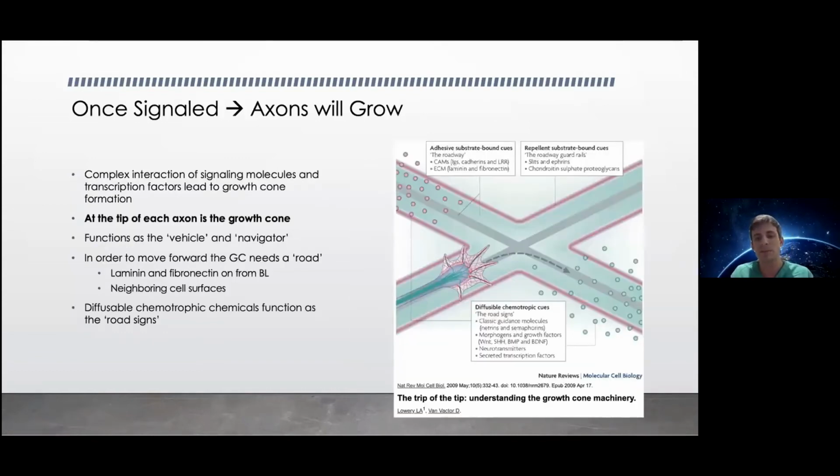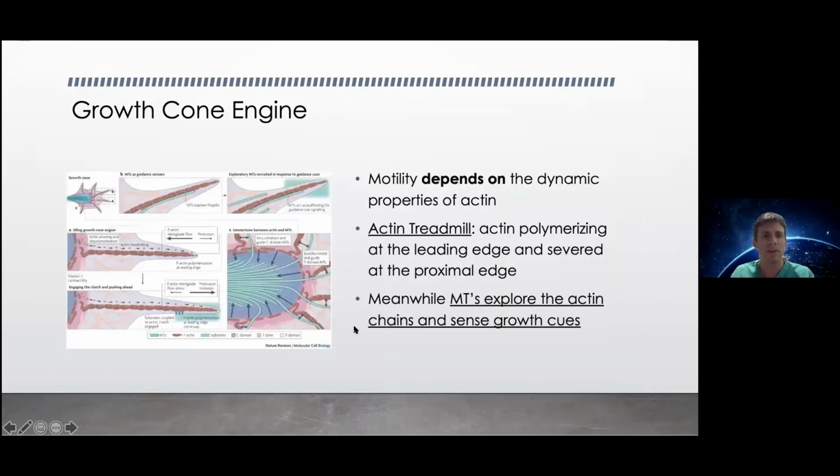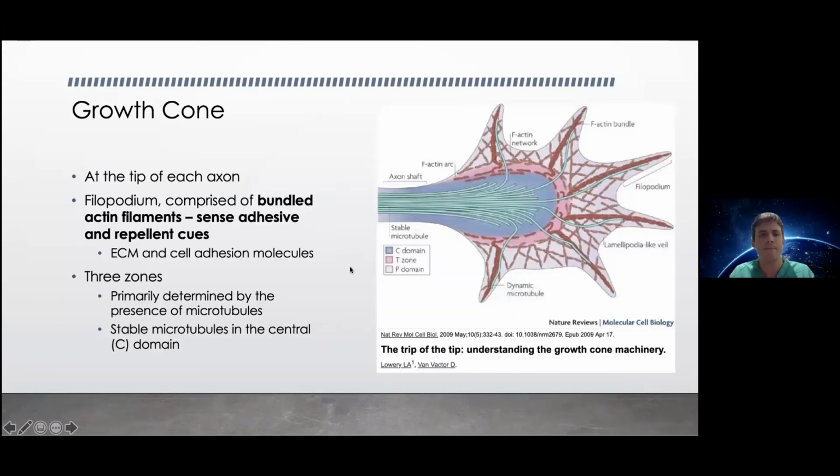This is a really interesting review that goes over the detailed process that occurs at the tip of the axons as they grow. Basically, they liken it to a car traveling down a road where there's the road signs, and then there's other cues along the way. And all this happens via an actin treadmill and then microtubules coming down this actin chain. I won't get super into this, but it's an interesting article that you can check out.